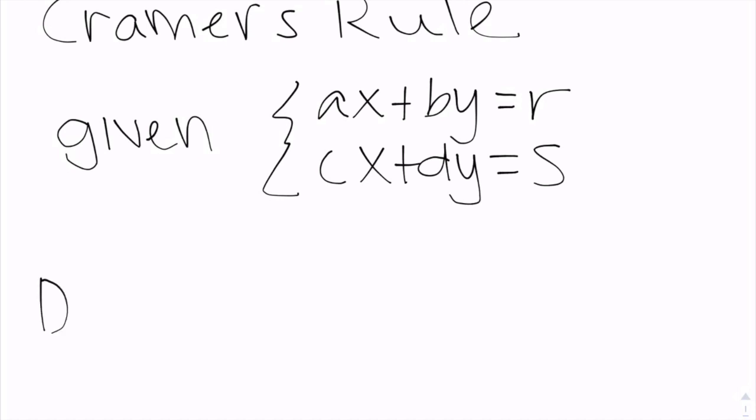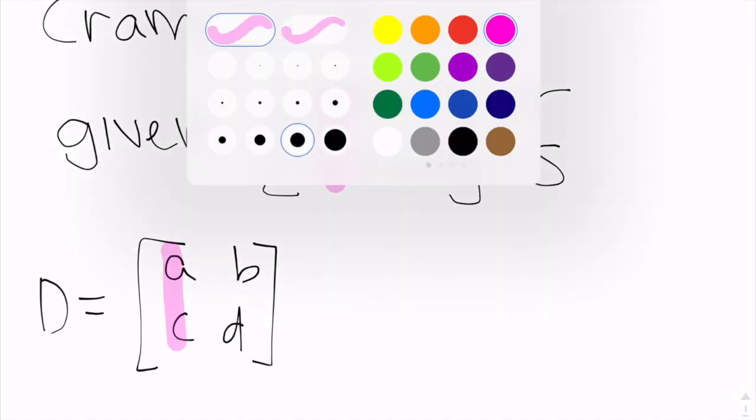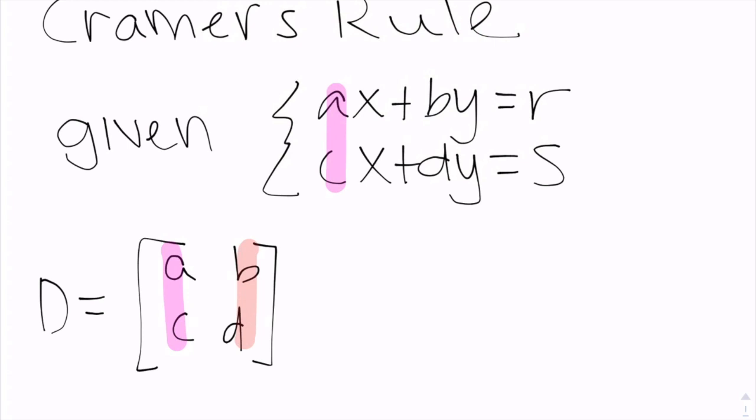So you would have matrix D, which is all of your coefficients. So that's going to be A, B, C, D. And so you have A and C from the coefficients of your x variables, and then you have B and D from the coefficients of your y variables.